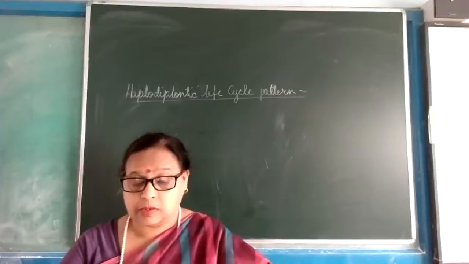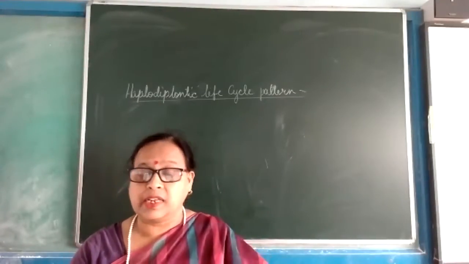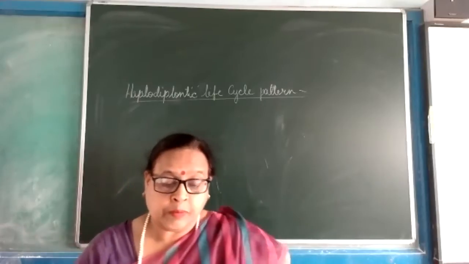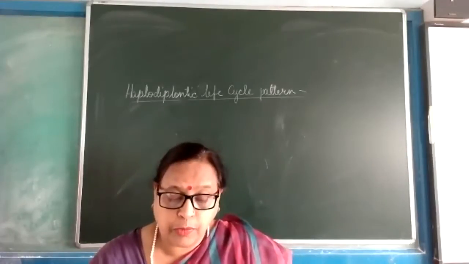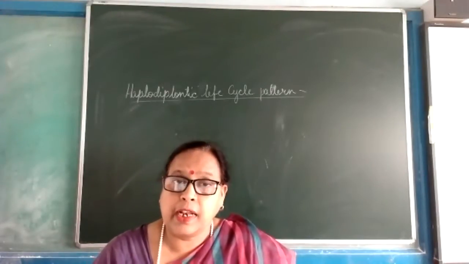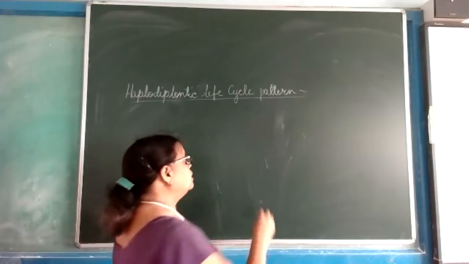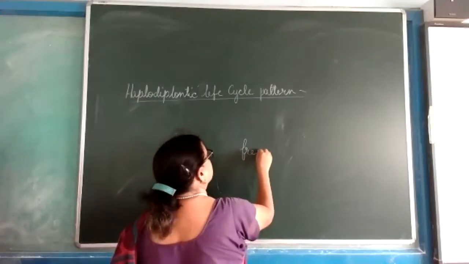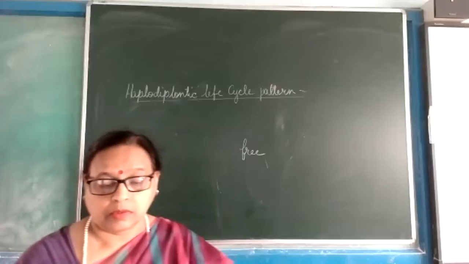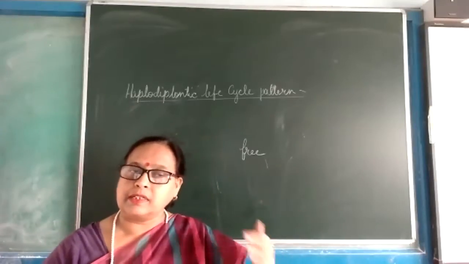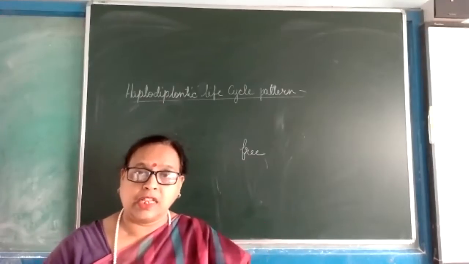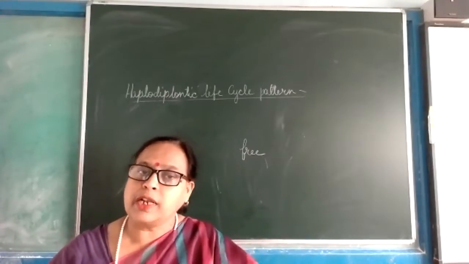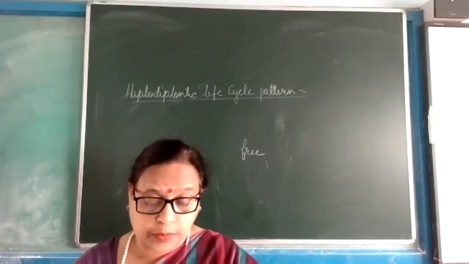In this, both haploid and diploid phases are multicellular and often free living. The haploid phase is the gametophytic, and the diploid phase is sporophytic. These phases will be free living, not dependent on one another.